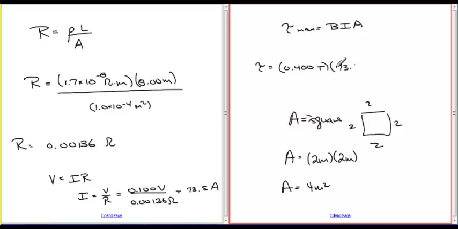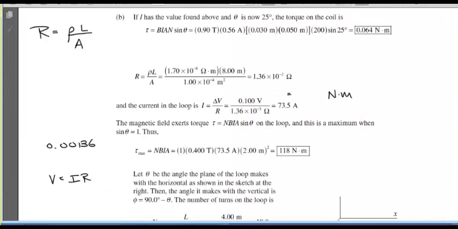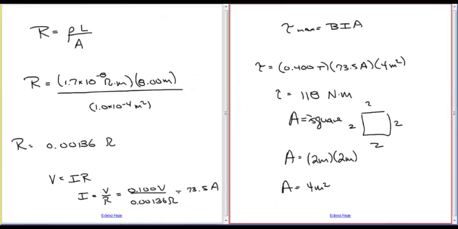So the current is 73.5 amps. The area is 4 meters squared. Therefore, the torque is the product of those three things, which is 118 Newton meters. Torque is force times the distance. So let's just see if that's the correct answer. 118 Newton meters. What did I get? 118 Newton meters. Okay.